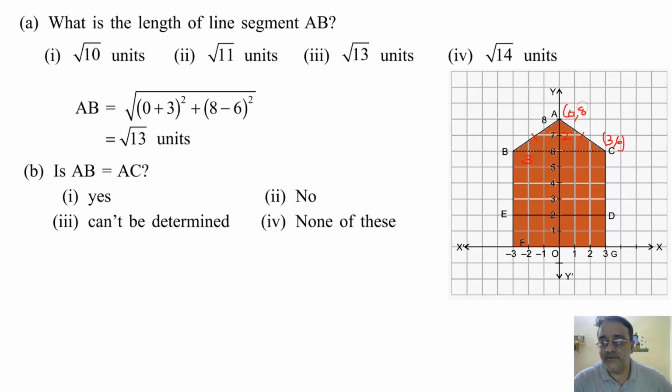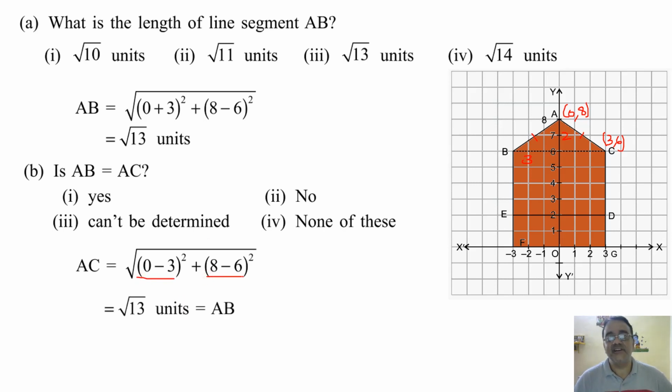So again, using the distance formula, 0 minus 3 whole square plus 8 minus 6 whole square under root. So that is 9 plus 4. यहाँ पर भी 13 आ रहा है. So that is equal to AB. So the correct answer is yes.